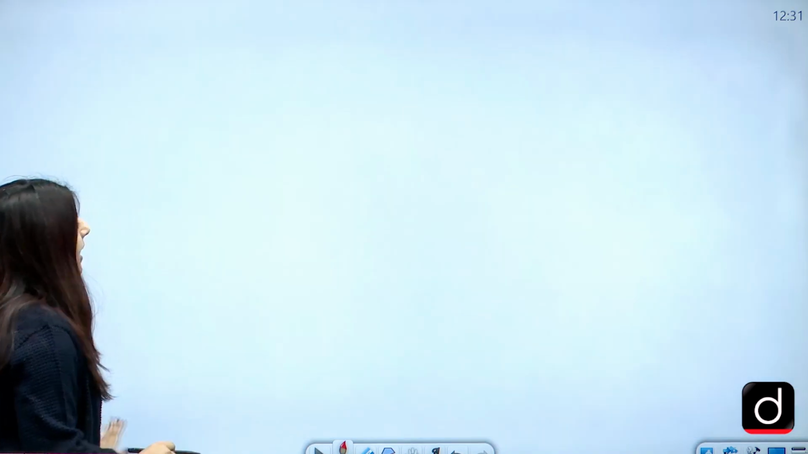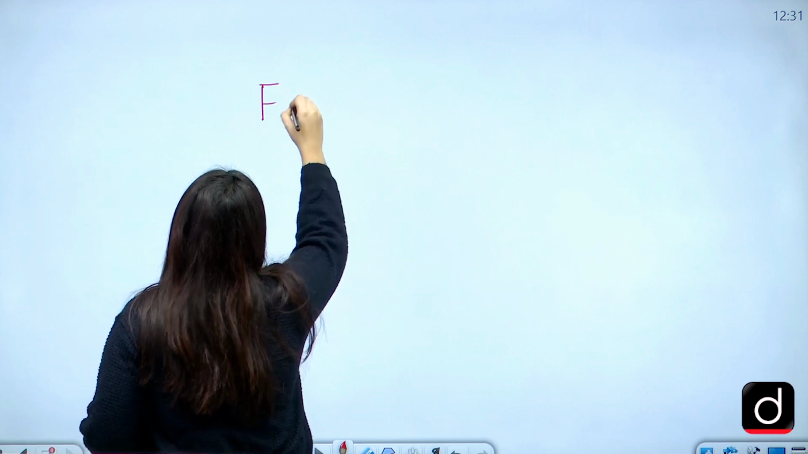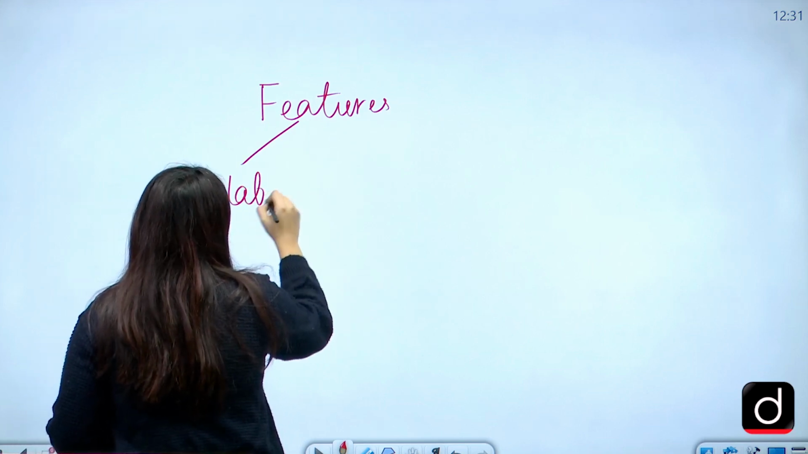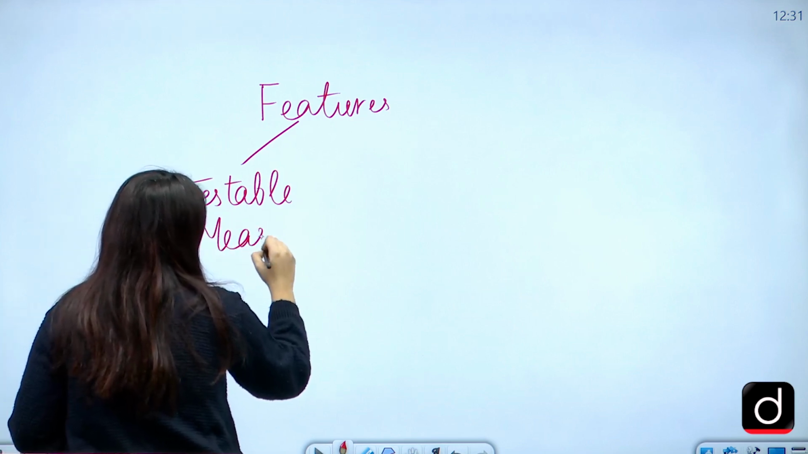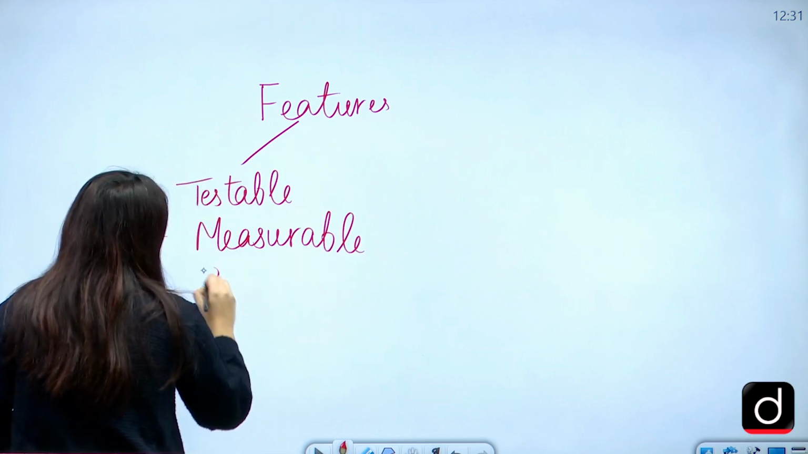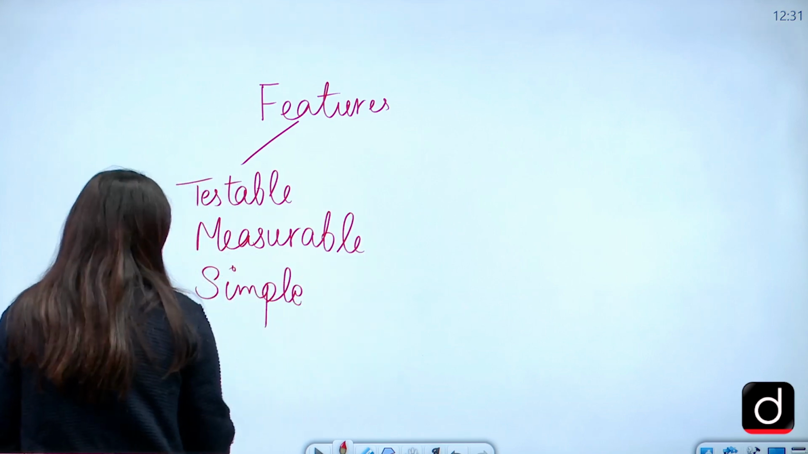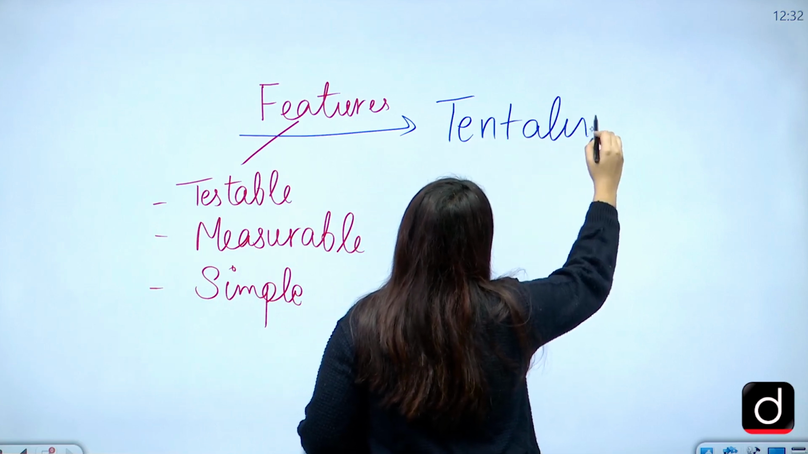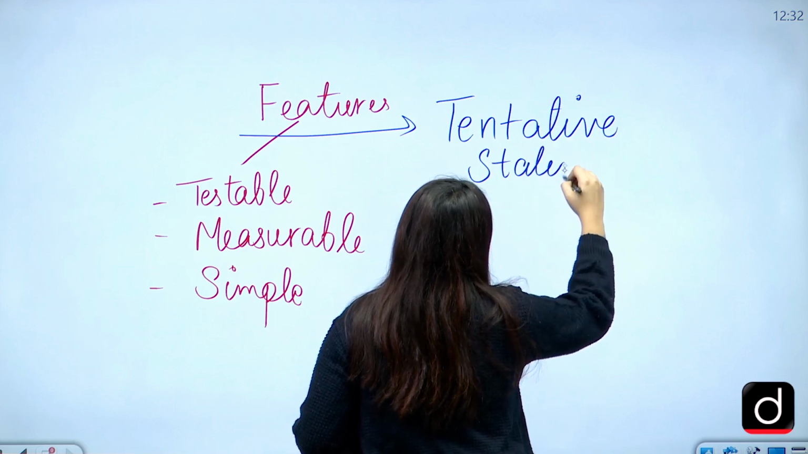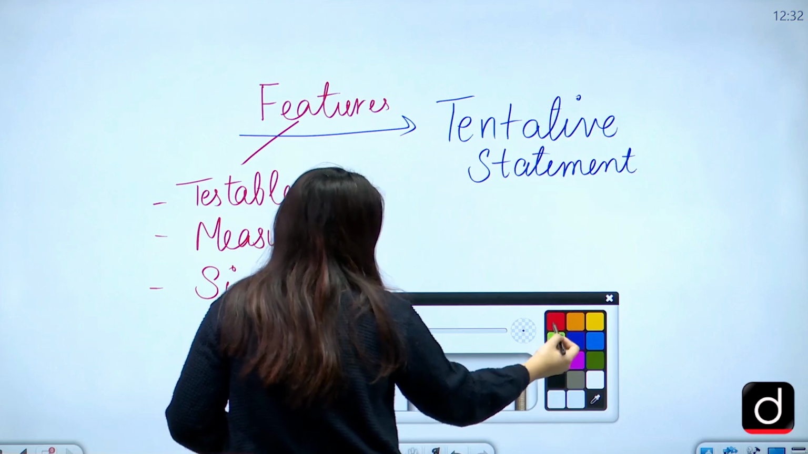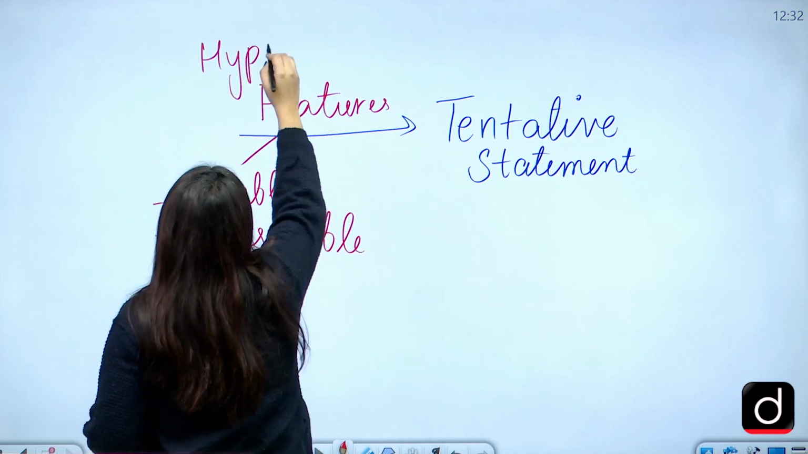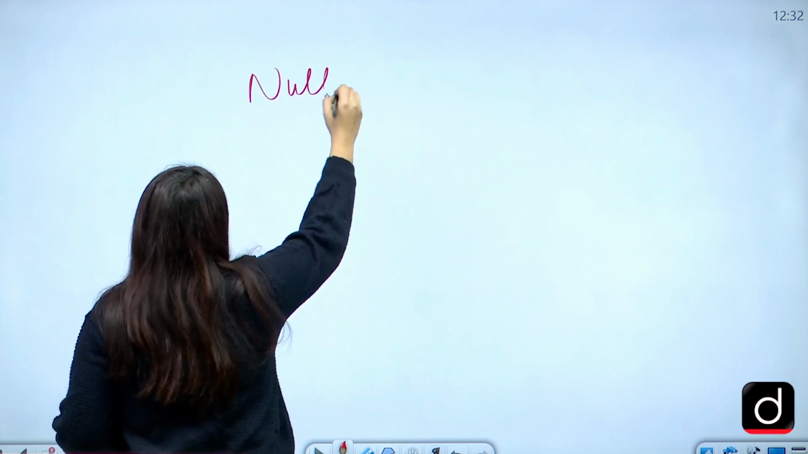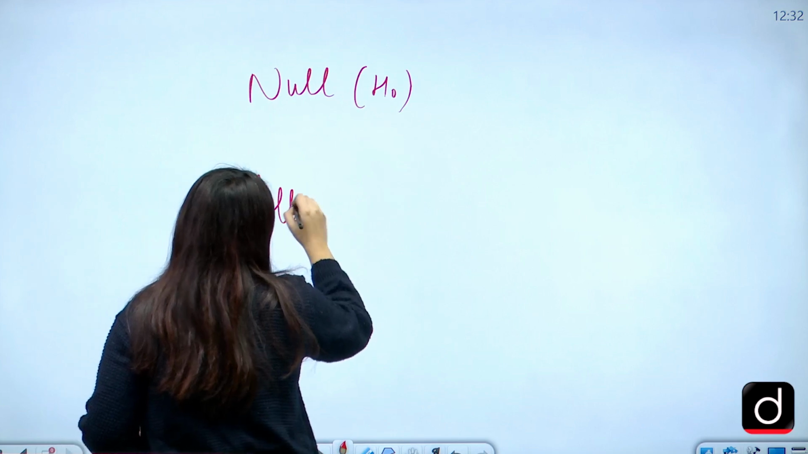Correct? So in this video, what have we done till now? We have talked about the features of a hypothesis. How it should be testable, how it should be measurable, it should be simple in nature, and the most important thing, a hypothesis is a tentative statement or proposition. Correct? So we have done this. We've also talked about the null and alternative hypothesis.